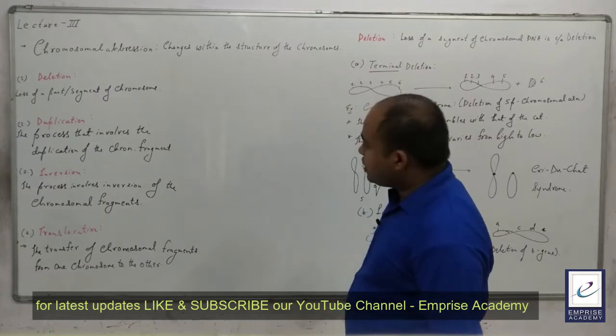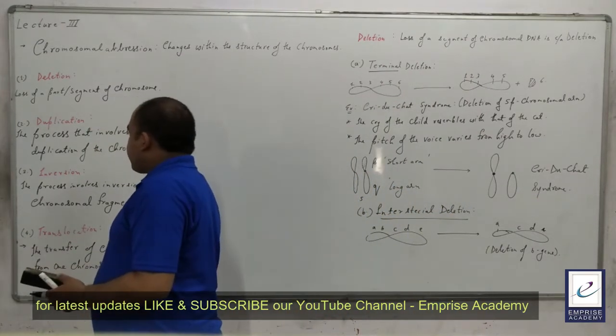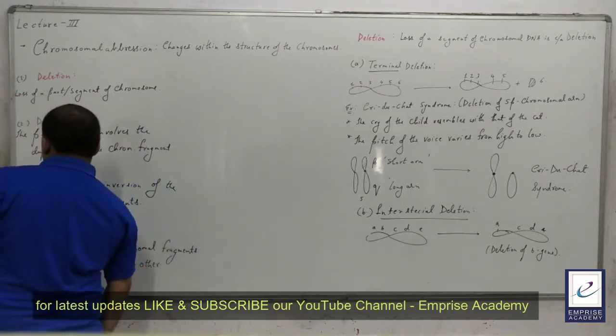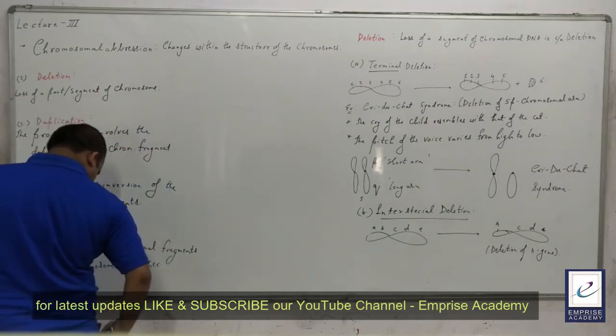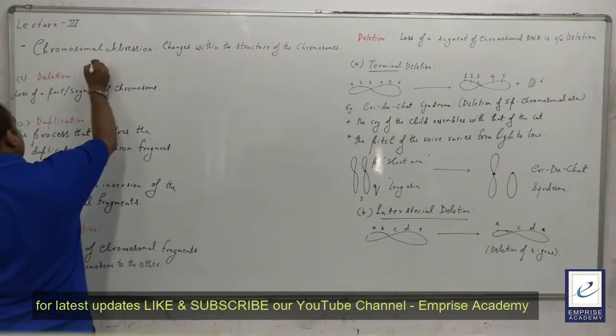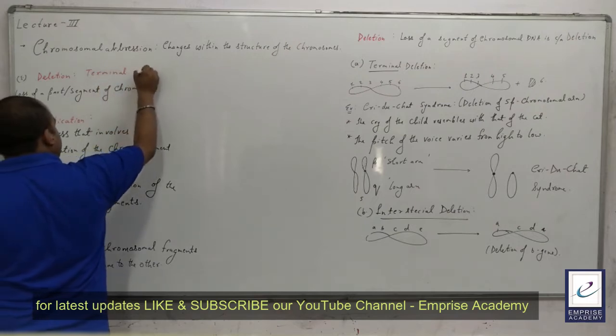So first was terminal, second one was interstitial. We are going to divide the deletion into two parts: terminal and interstitial.